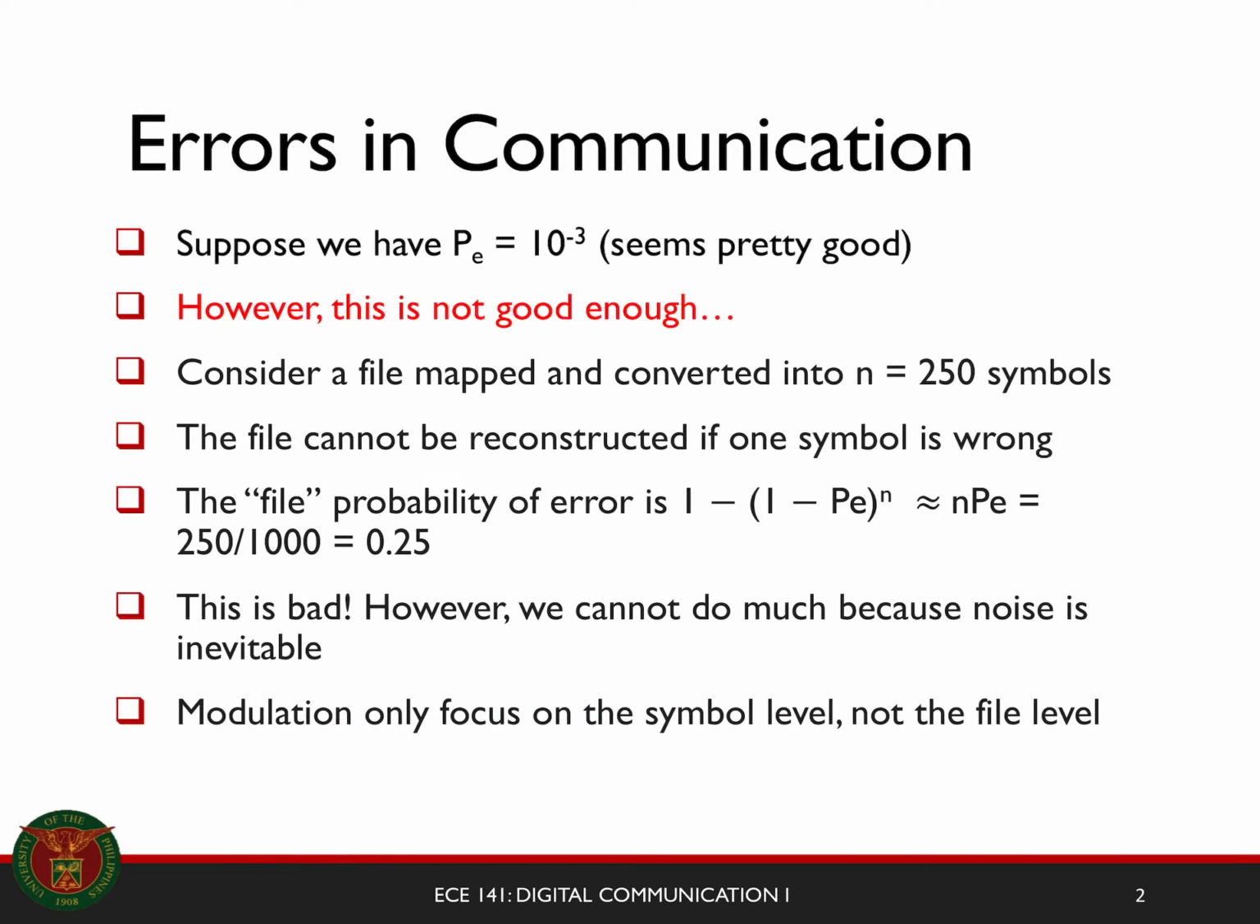So let's first examine errors in a communication system. Suppose we have a communication system with a probability of error of 10 to the minus 3. It seems pretty good. That's 1 bit error over 1,000 bits transmitted. But that's actually not good enough.